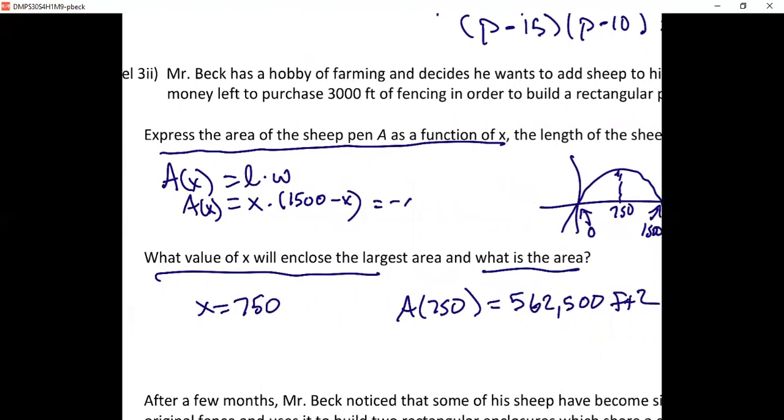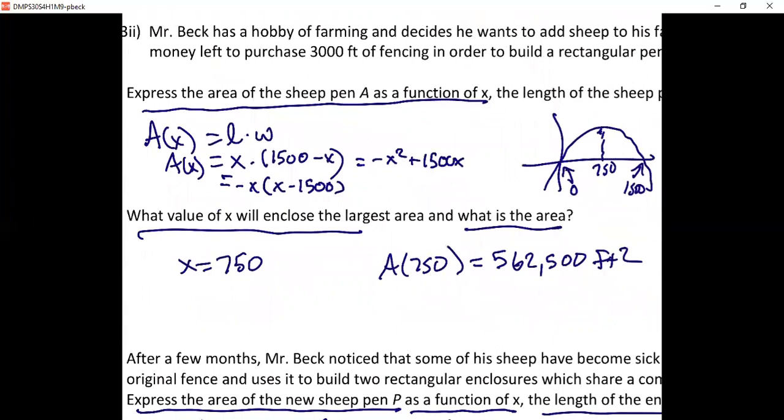Now you are welcome to multiply it together, negative x squared plus 1,500x if you prefer. You could leave it in intercept form, which is kind of what I have here. You could write it as negative x times x minus 1,500. So once again, when it comes to pre-calculus, you have a lot of freedom to do things in many, many different ways. So what value of x will enclose the largest area?